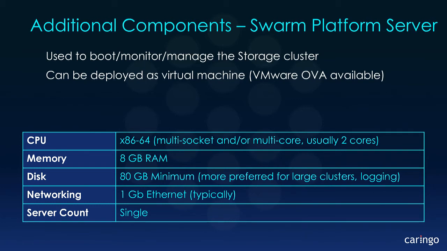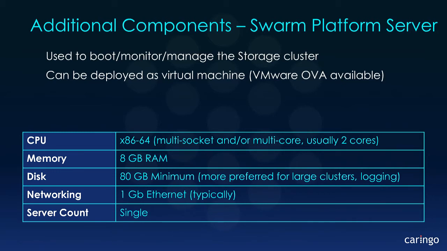The amount of CPU that you need for it is not onerous. It's about 2 virtual cores, basically, 8 gig of physical memory, 80 gigabytes of drive. More may be preferred for large clusters, and primarily that's due to the fact that large clusters are going to generate a lot of syslog activity for logging, and you want to make sure you have enough disk to capture all the logging activity that's going on in the storage cluster. The networking that it can use would be gigabit Ethernet typically. We would recommend 2 ports for redundancy if you can do that. That's a nice starting point for a production platform server.